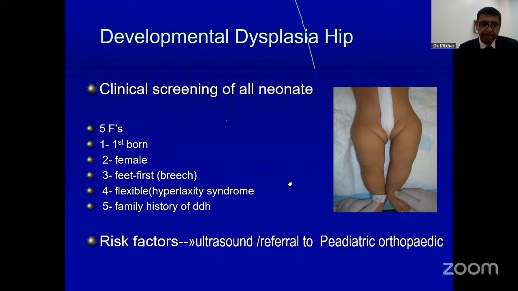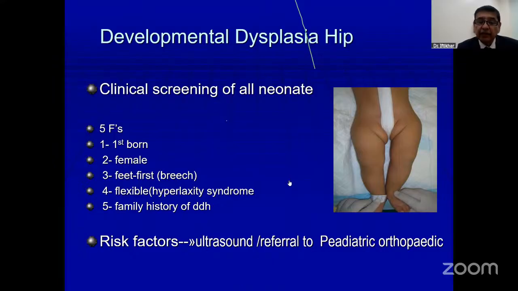Sure. Thank you, Dr. Iftikhar. So would you recommend that the routine screening ultrasound be moved earlier from the current 4 to 6 weeks to 2 weeks? And is this the best time to pick up hip displacement in any baby?